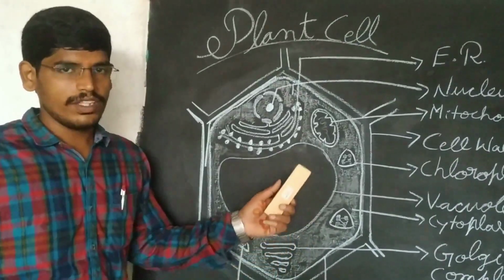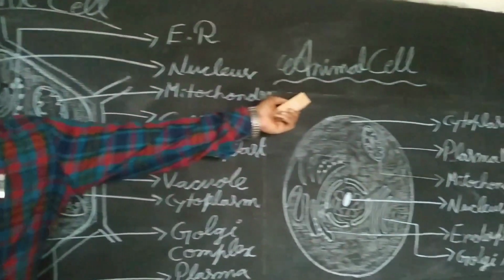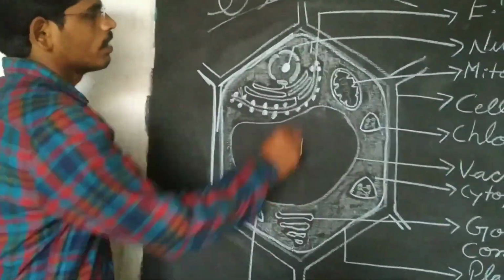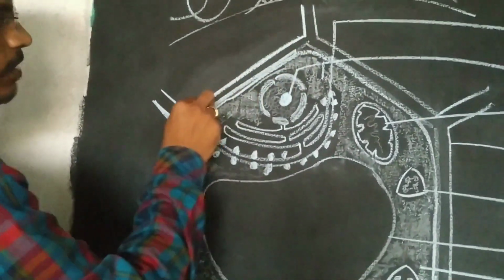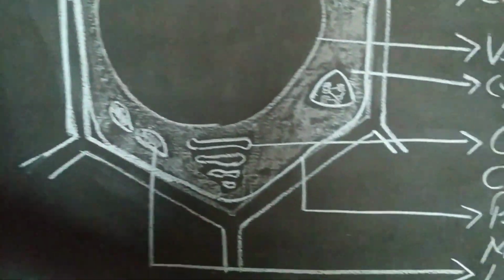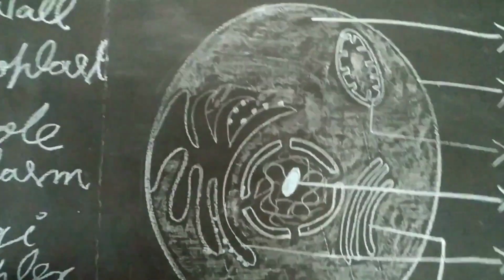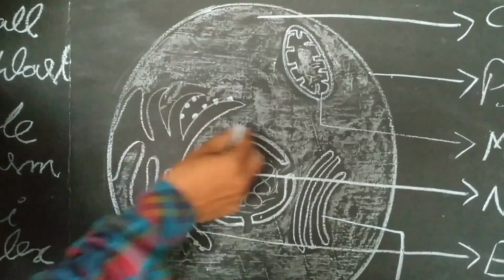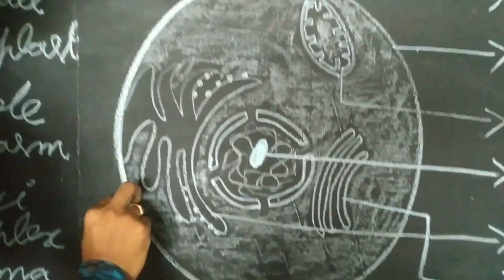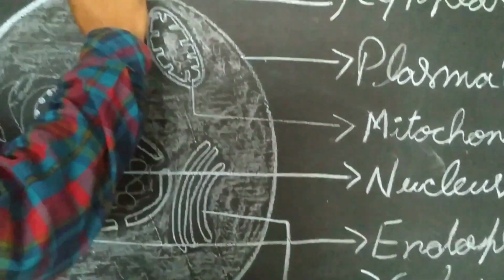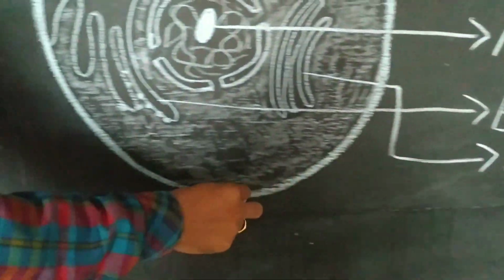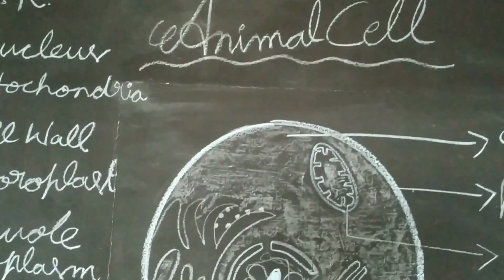Let us see the differences between plant cell and animal cell. The first main difference is the plant cell consists of a cell wall. This is the cell wall of a plant cell. Okay. And the animal cell does not consist of cell wall, and the plasma membrane which is present acts as a cell wall of an animal cell. So this is the plasma membrane and it acts as a cell wall for animal cells.